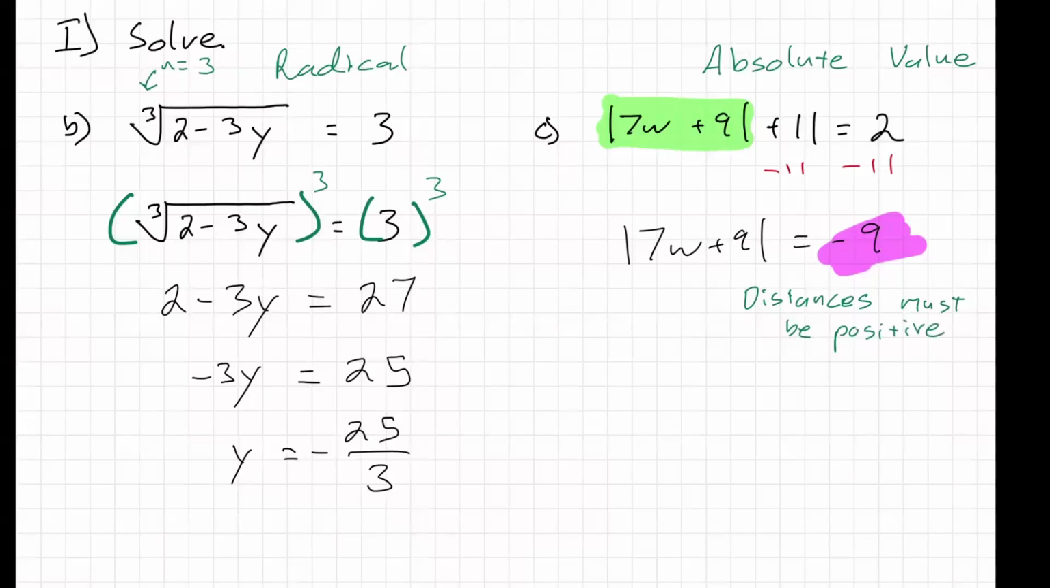Yeah, so here we would conclude no solutions. Now, remember though, if it was a positive 9, then we would say you can go 9 to the right or 9 to the left. If you go 9 to the right, that's positive 9. If you go 9 to the left, well, guess what? There could be a -9 as a solution, but we cannot have it as our distance, okay?